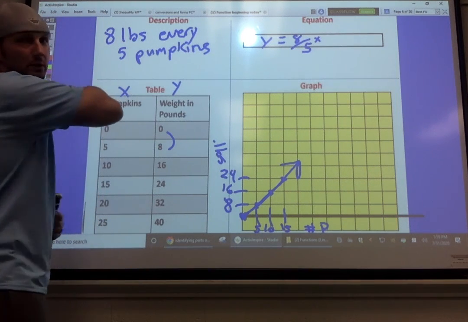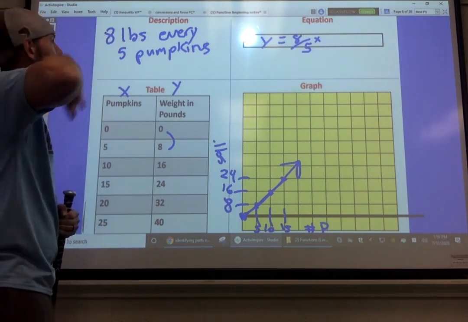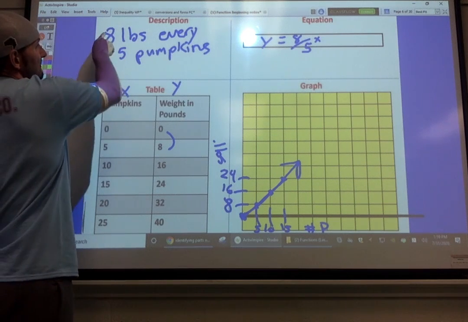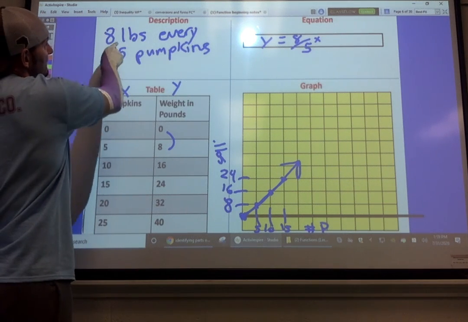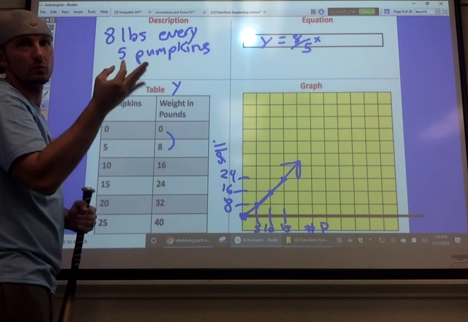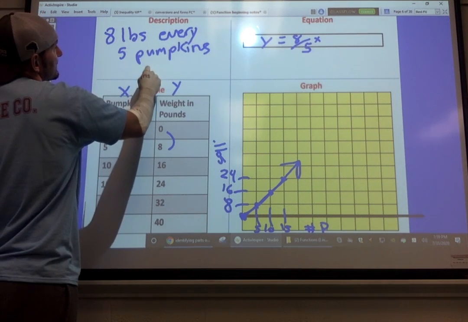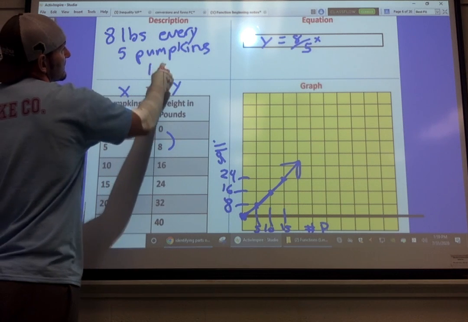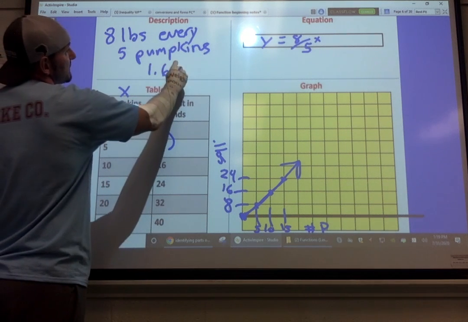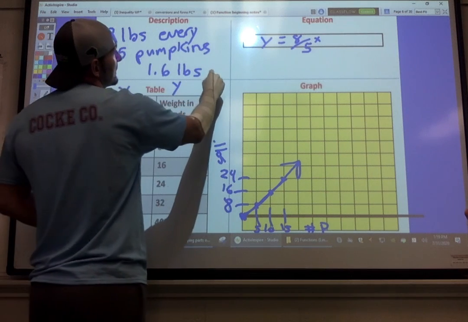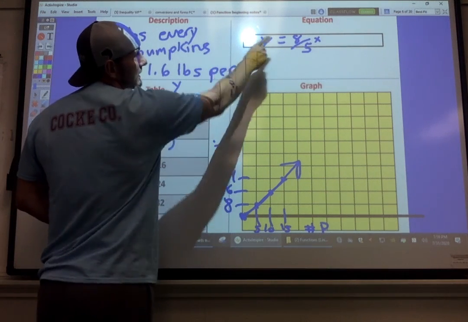So what do I need to do here? Yeah, that's right, little Billy. We're going to divide them, right? 8 pounds and 5 pumpkins. So 8 divided by 5 is 1.6. So each pumpkin is 1.6 pounds. So it's 1.6 pounds per pumpkin, or 8/5.